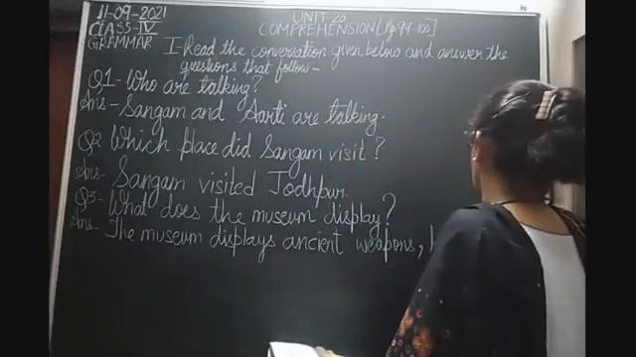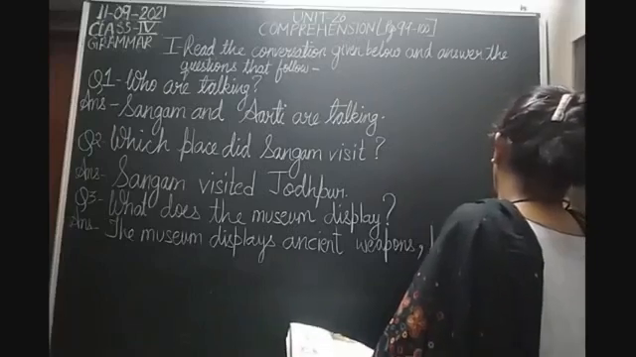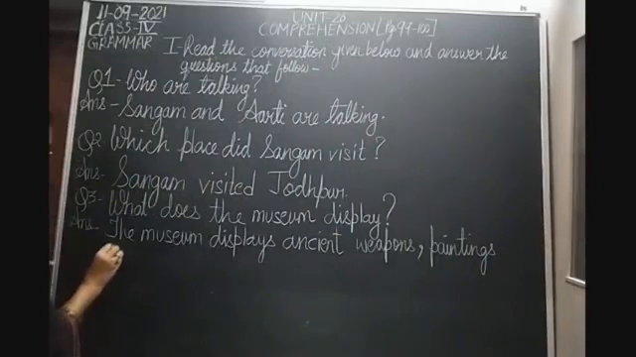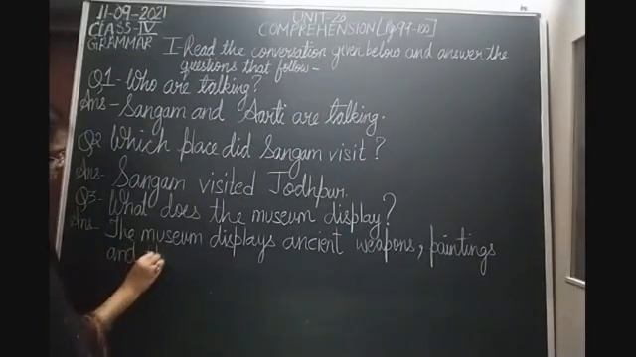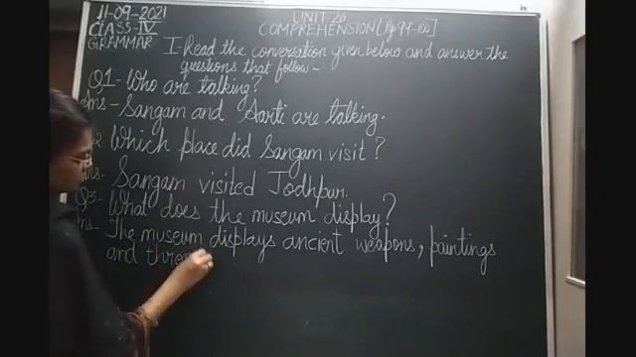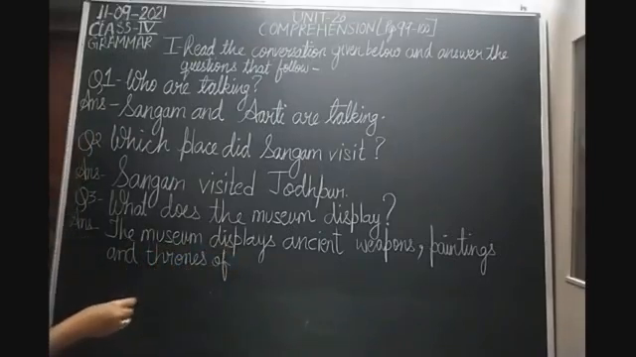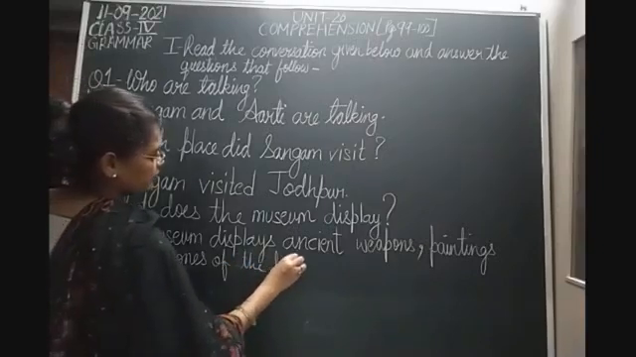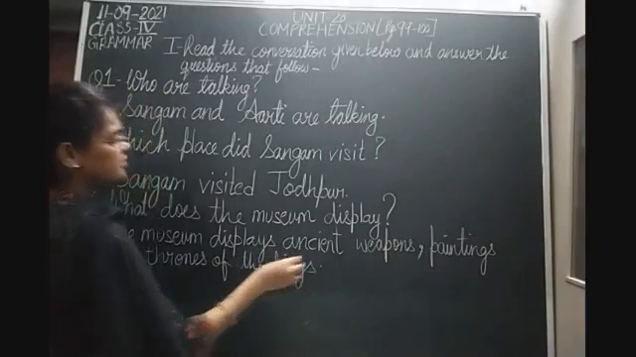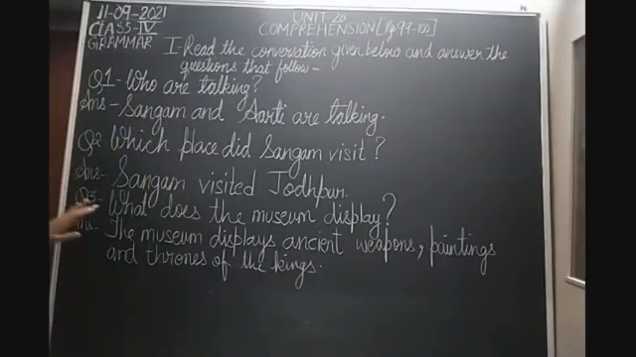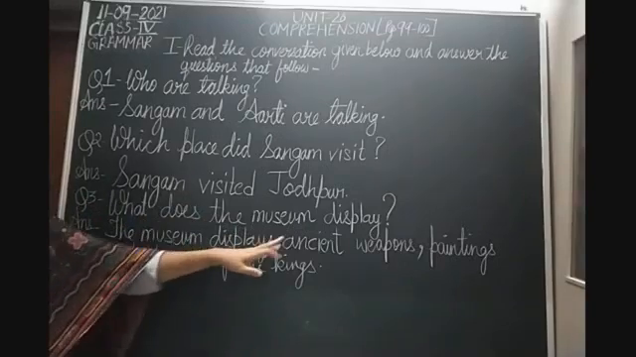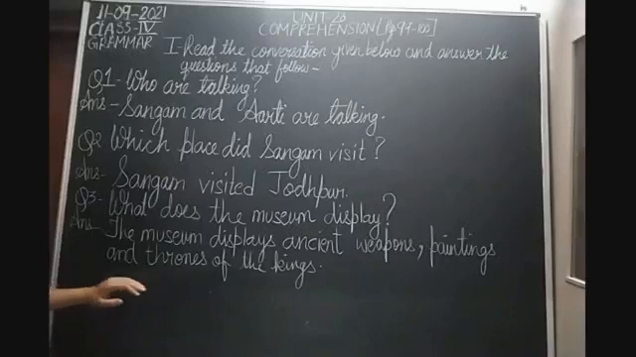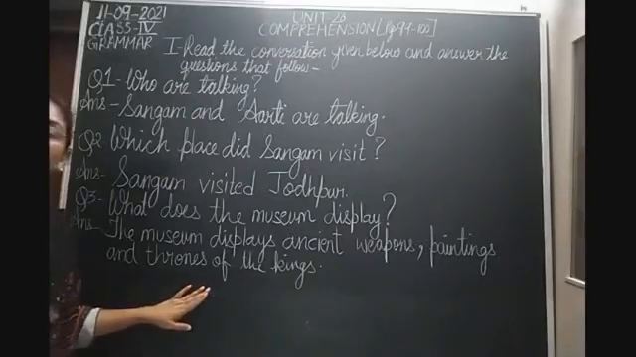paintings, and thrones. Thrones जानते हैं ना, राजा का सिंहासन होता है जो, and thrones of the kings. So, what does the museum display? The answer is the museum displays ancient weapons, paintings, and thrones of the king. I hope all of you have written.